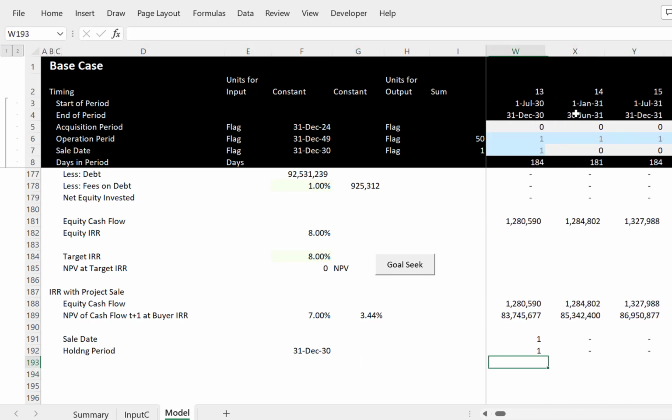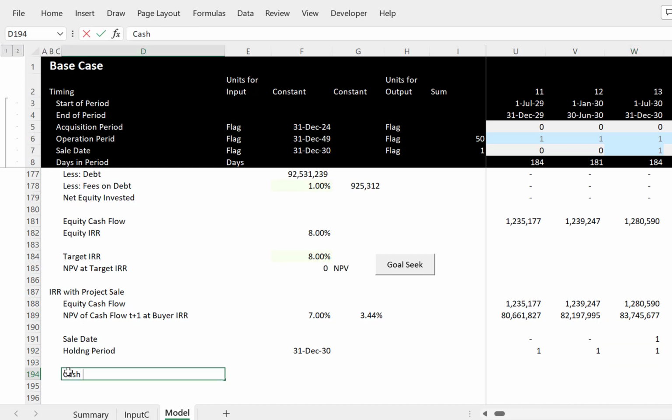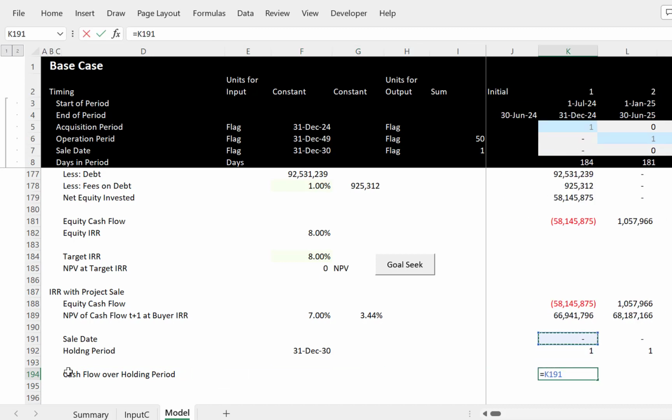We have to pay all the negative cash flows, and then we get to realize the buyer is going to look at the future cash flows after that. So we're going to take the equity cash flow times the holding period plus the sale cash flow times the sale date, and we put a cash flow over holding period. Okay, and let's take this sale date, multiply that by the NPV, plus this times the equity cash flow.